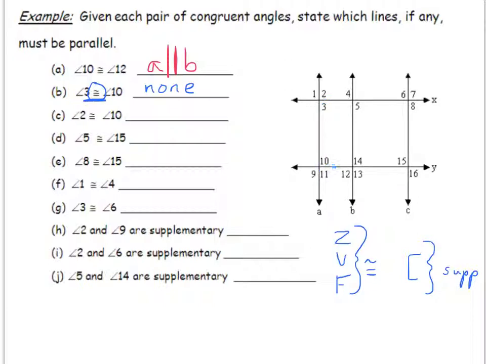So the next pair of angles would be 2 and 10. I've got angle 2 here, and I've got angle 10 down here. If we connect them together, they make the letter F, and F's are supposed to be congruent, so corresponding angles are supposed to be congruent, and that's what's stated here. Angle 2 is made up of line X and A. Angle 10 is made up of line Y and A, and since they share the A, that's the transversal, so X and Y are parallel.